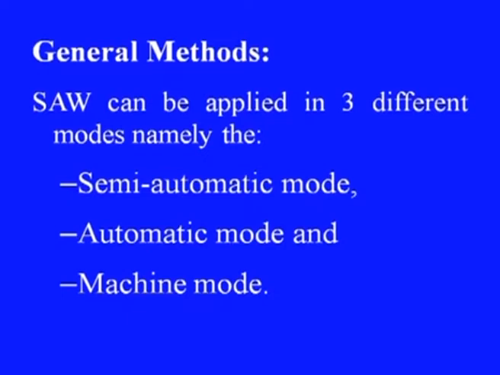Now, let us talk about the general methods of submerged arc welding process. The process can be carried out in 3 different modes, namely semi-automatic mode, automatic mode and machine mode. Each method requires that the workpiece be positioned such that the flux and the molten weld pool will remain in place until they are solidified. Many fixtures and positioning equipment can be used for typical requirements like this.